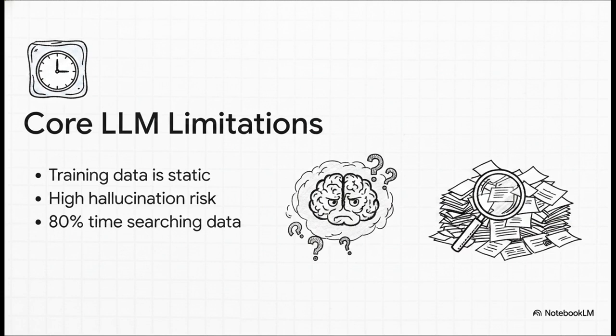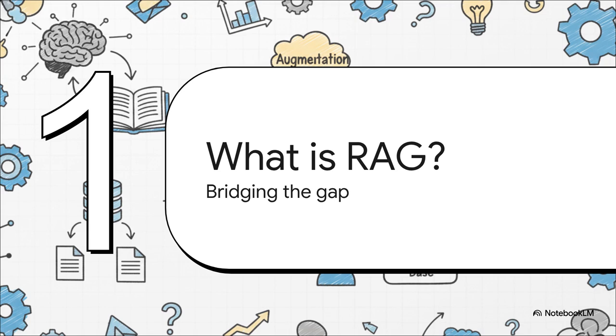And third, think about your own workflow. Nearly 80% of a product manager's time is spent just searching for and preparing data. Standard LLMs don't solve this because, well, they don't know your internal data. We clearly need a bridge. Which brings us to Section 2, what is RAG? How do we actually bridge this gap?